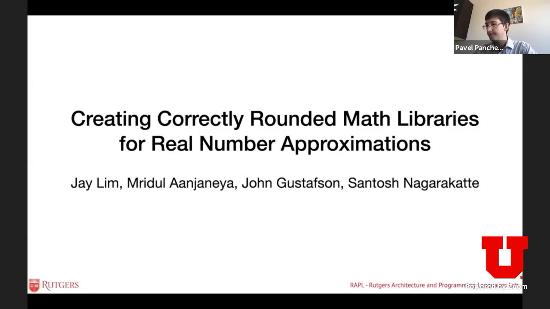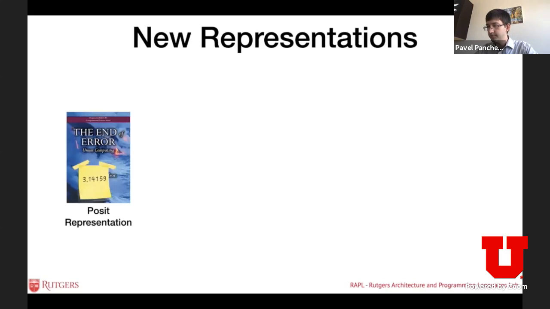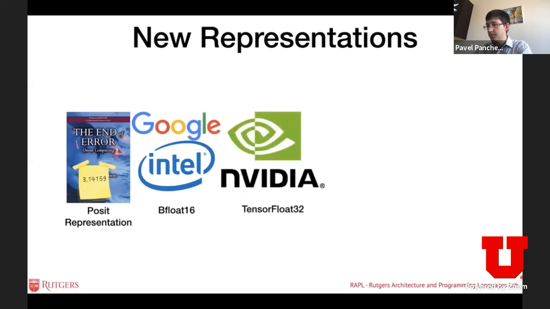In the last few years, we saw a number of new representations for approximating real numbers being proposed. John Gustafson proposed a posit representation, which provides tapered accuracy, as you have seen from Sangeeta's talk. Google and Intel proposed bfloat16, which is a 16-bit floating point representation with 8 bits for exponent. And just a couple of months ago, NVIDIA proposed TensorFloat32, which is a 19-bit floating point representation with 8 bits for exponent.